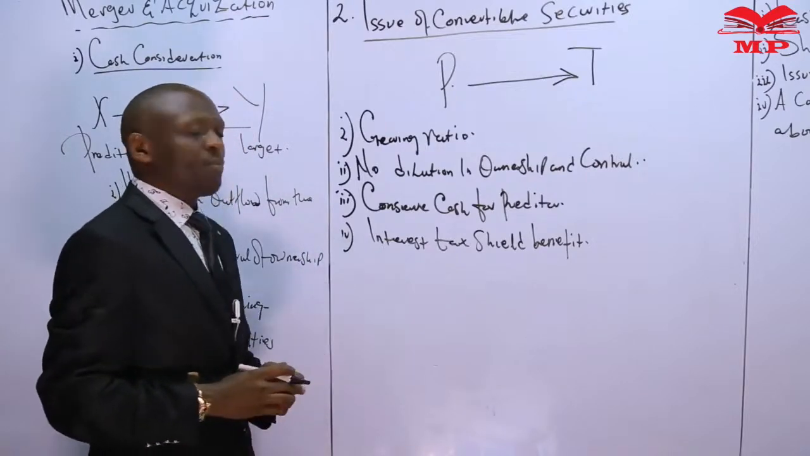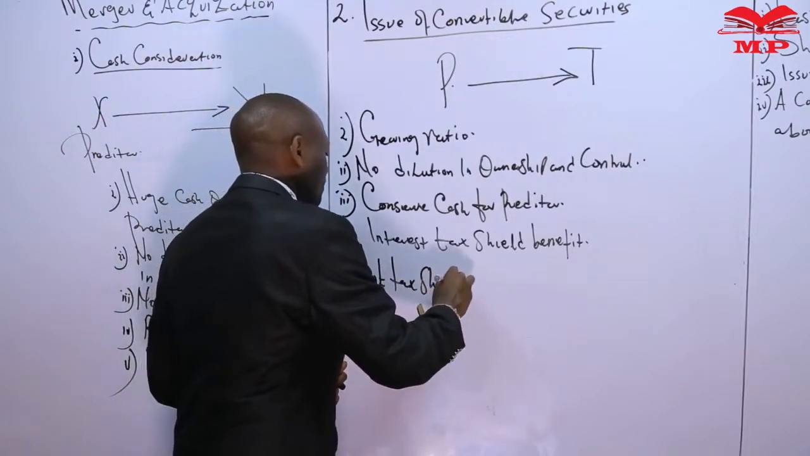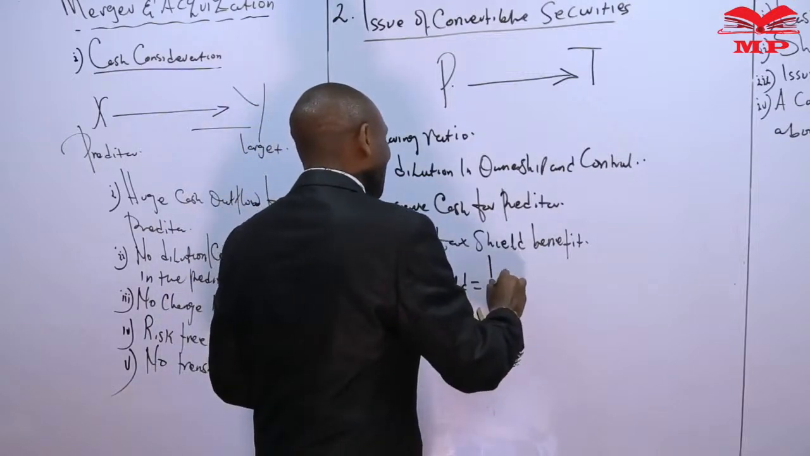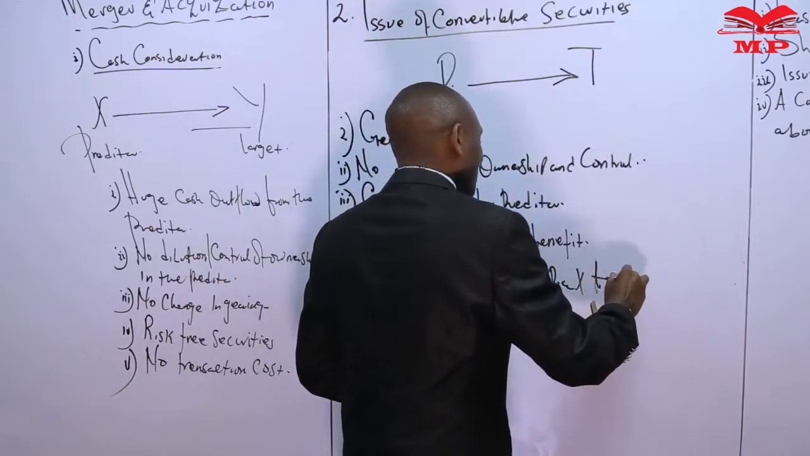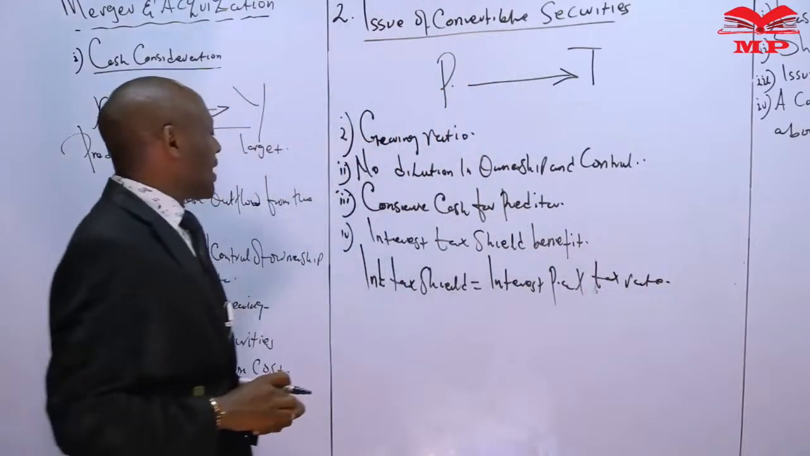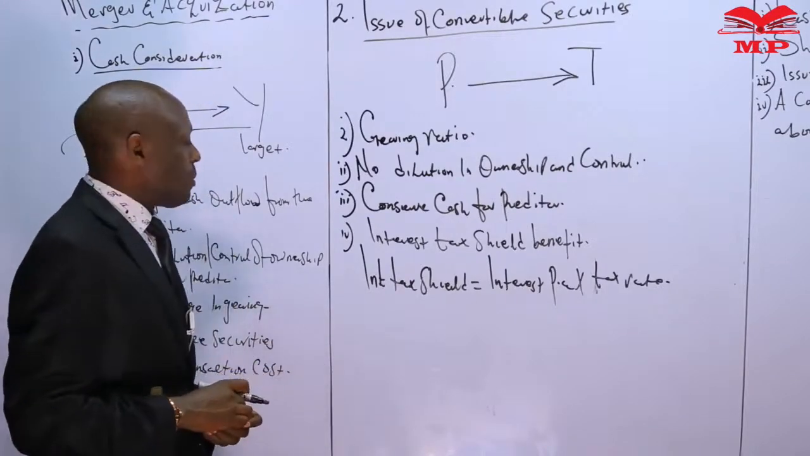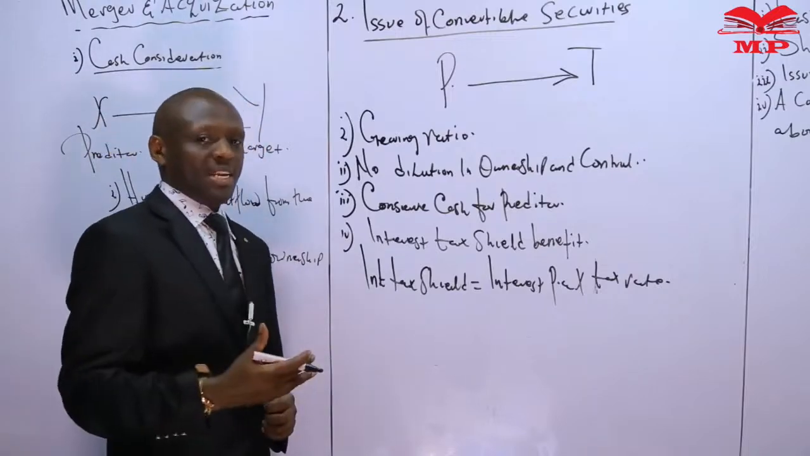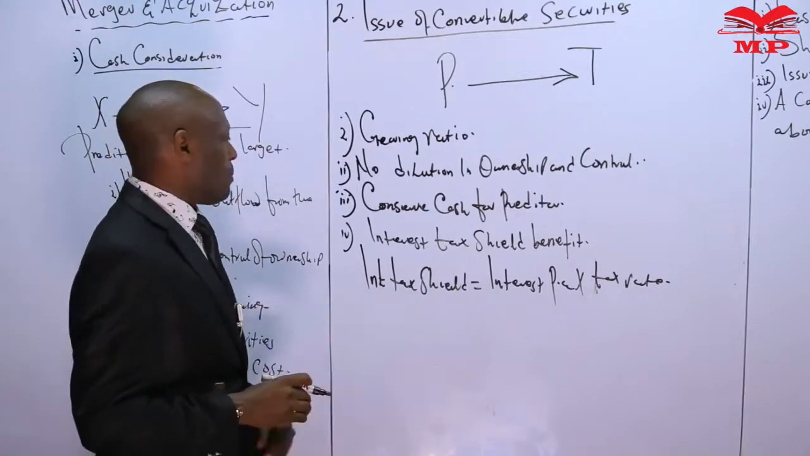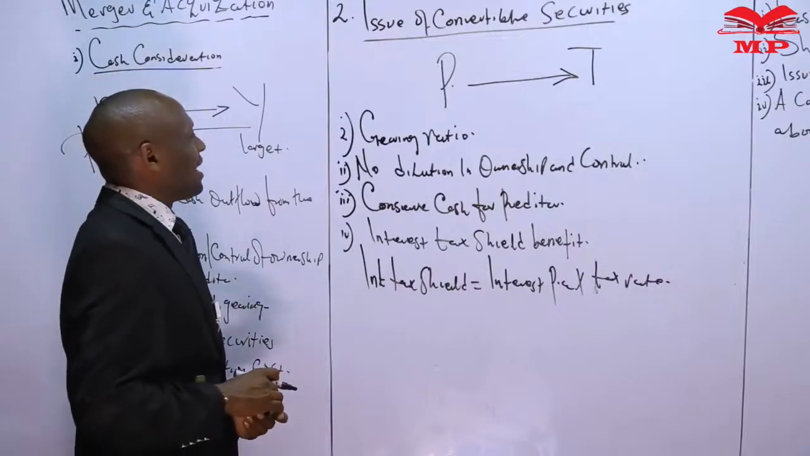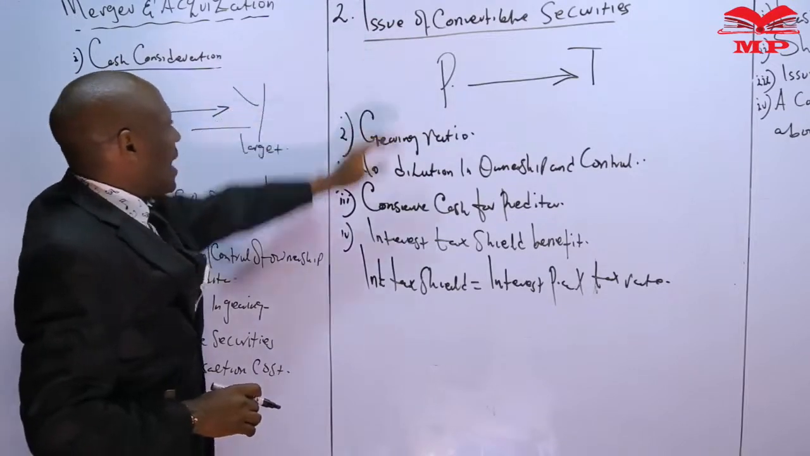To that end, the predator company will enjoy interest tax shield, which is equivalent to interest per annum times tax rate. So the predator will enjoy interest tax shield, which is a benefit to the firm because interest is allowable for tax purposes, unlike the dividends that are payable by a company to its shareholders. The interest is allowable. Now, these are the implications of issue of convertible securities.